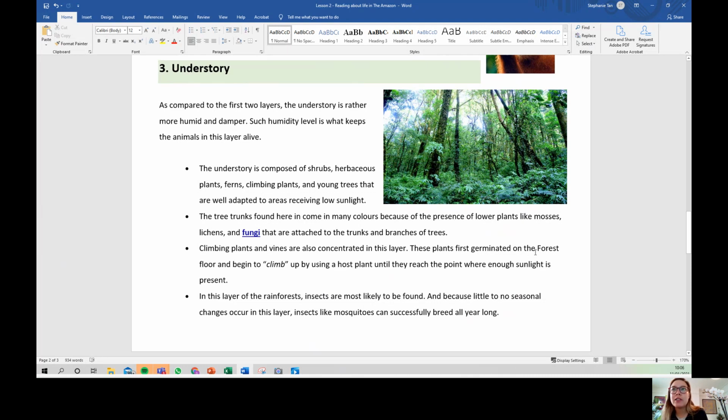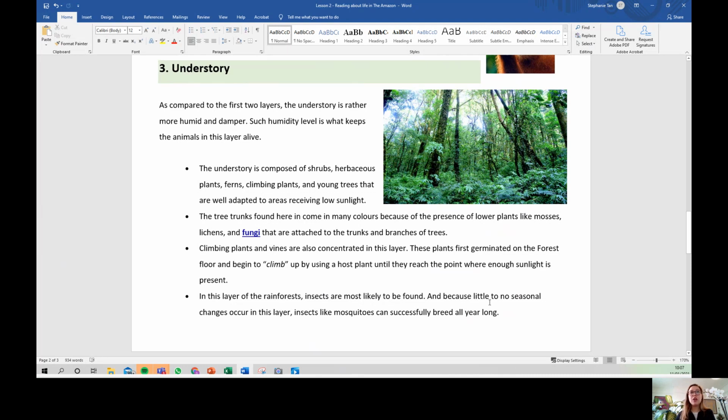These plants first germinated on the forest floor and began to climb up by using a host plant until they reached the point where enough sunlight is present. As I said, in the rainforest, if you're a plant at least, it's about a fight for sunlight. Why? So that you can photosynthesize if you're a plant. In this layer of the rainforest, insects are most likely to be found. Of course, you get insects in every layer, but they're most prevalent in the understory.